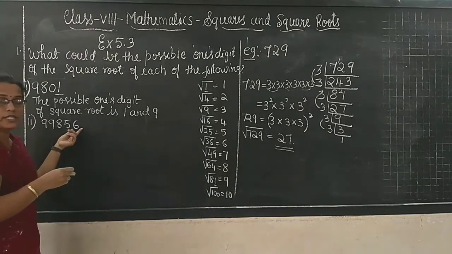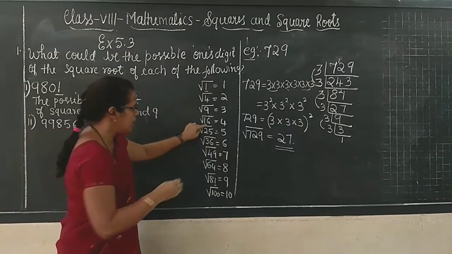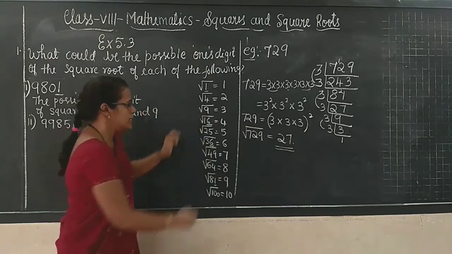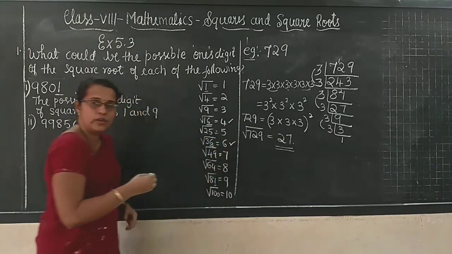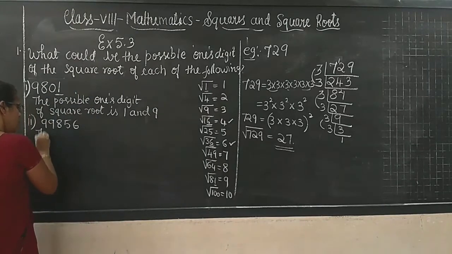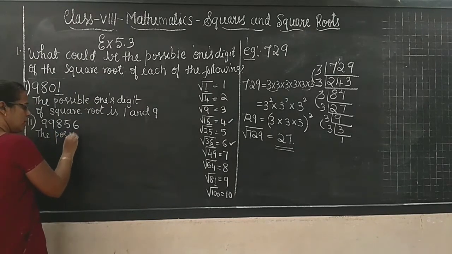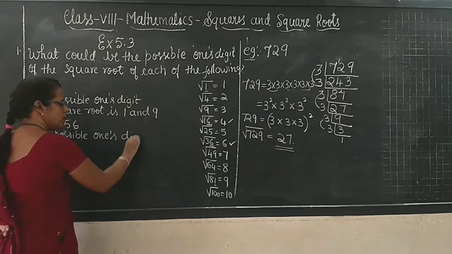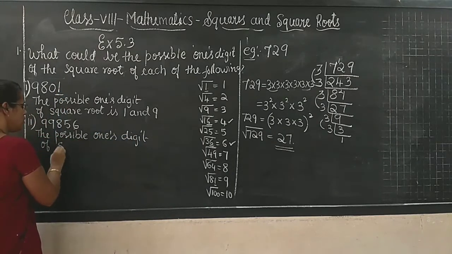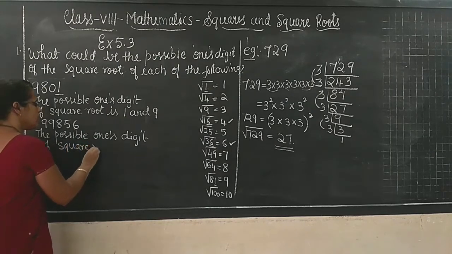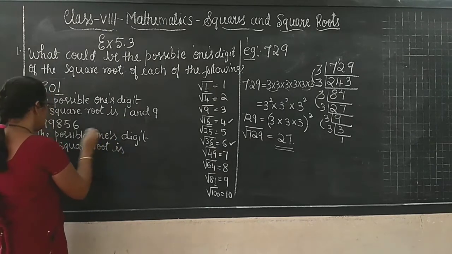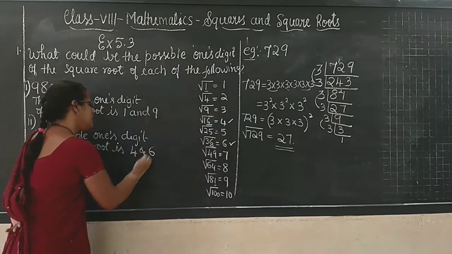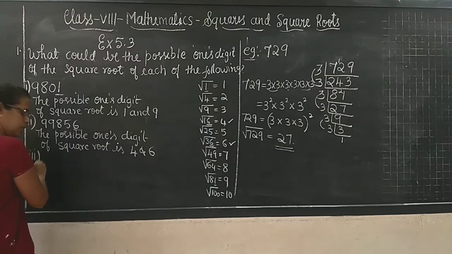So now, second question. 99856 ends with 6. Which numbers end with 6? 16 ends with 6 and 36 ends with 6. So the two possible values are 4 and 6. So the possible ones digit of the square root is 4 and 6. 4 and 6.